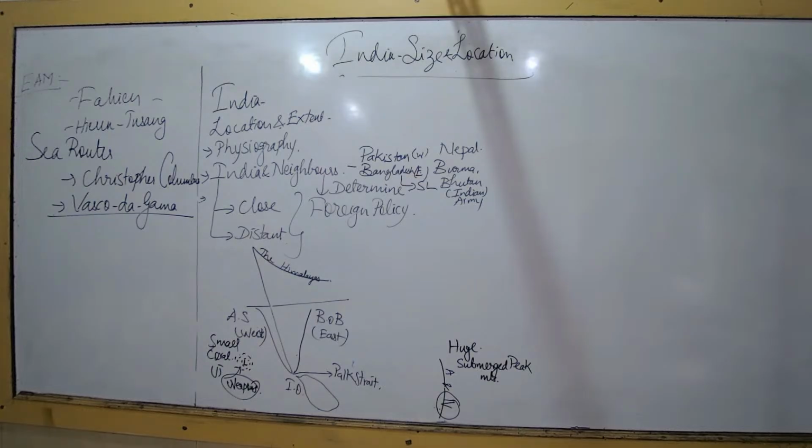What is the time difference between the east-west extent of India? How many three are there? 2, 5.